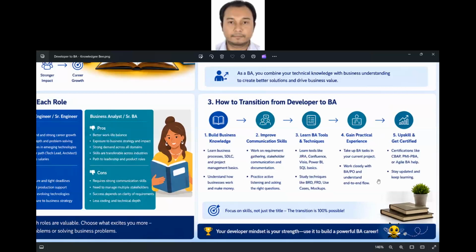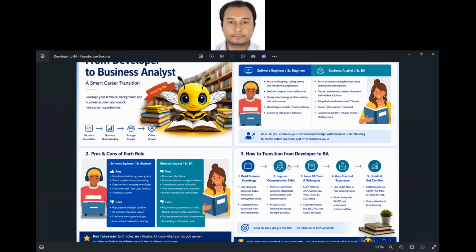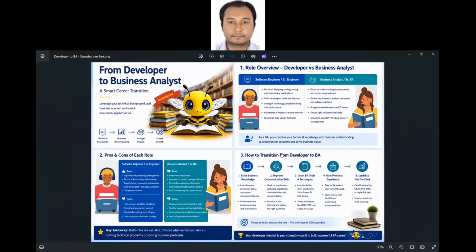Finally, the most important point is that a developer mindset is not a weakness. It is actually a major strength for becoming a powerful business analyst, because technical understanding combined with business thinking creates highly effective professionals.